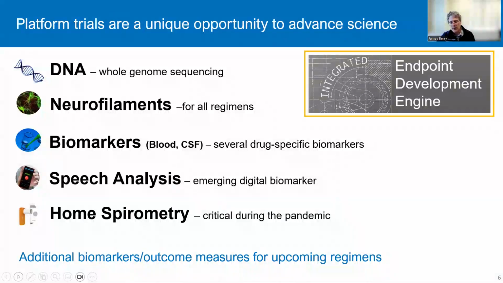So for example, we do whole genome sequencing. That genome sequencing will be shared with other researchers, adding to a growing repository of genomic data about ALS. Neurofilaments are done on all regimens, which tells us about the disease. We learn more and more about how to use neurofilaments all the time. We have other biomarkers that we can test in blood and spinal fluid. Some are specific to drugs, some tell us about ALS. And then speech analysis is an emerging digital biomarker or digital outcome measure.